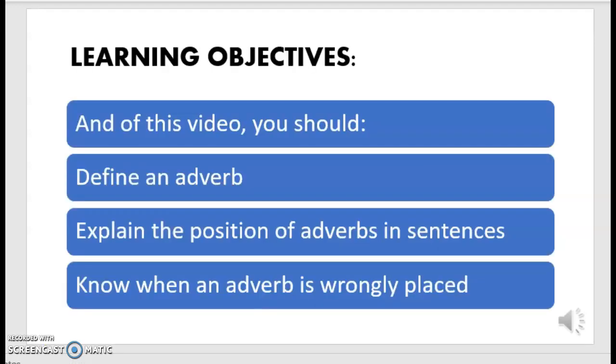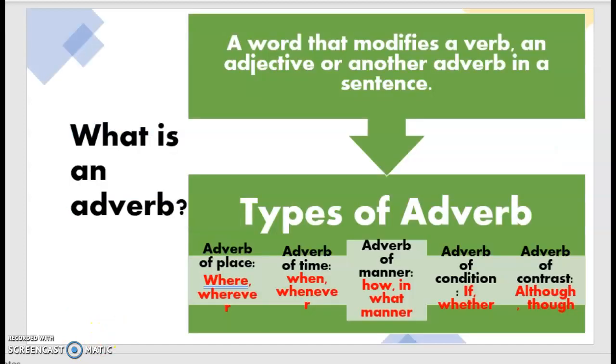At the end of this video, we have some things to learn. You will learn how to define an adverb. You will explain the position of adverbs in a sentence. And of course, you will learn how to position your adverbs properly in a sentence. And then you know when an adverb is wrongly placed. These are some of the things that you will learn by staying with us today. I'm sure you're here with us. All right, let's get started.